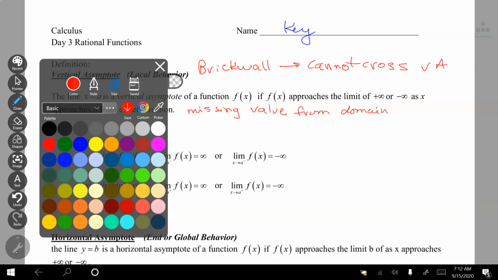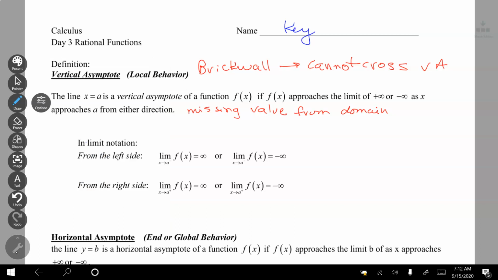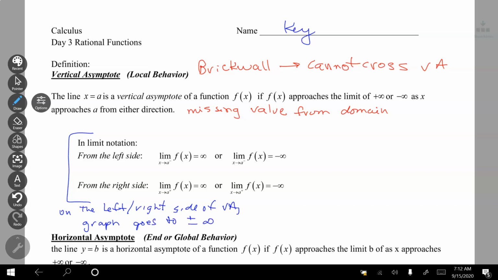Okay, so if you want to look at the notation, this limit notation, that means on the left or right side of a VA, the graph either goes to positive infinity or negative infinity.